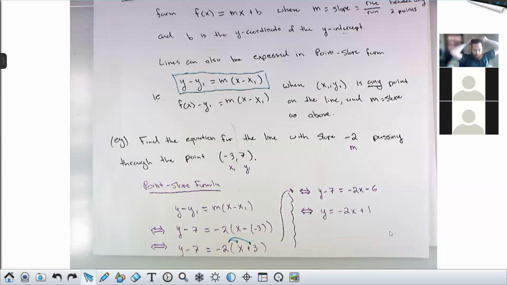Okay. Notice that the slope is the same, right? Here's your mx plus b, right? y equals mx plus b, or f of x equals mx plus b if you wanted. m is still -2, right? The slope is the same no matter what form the line is in.